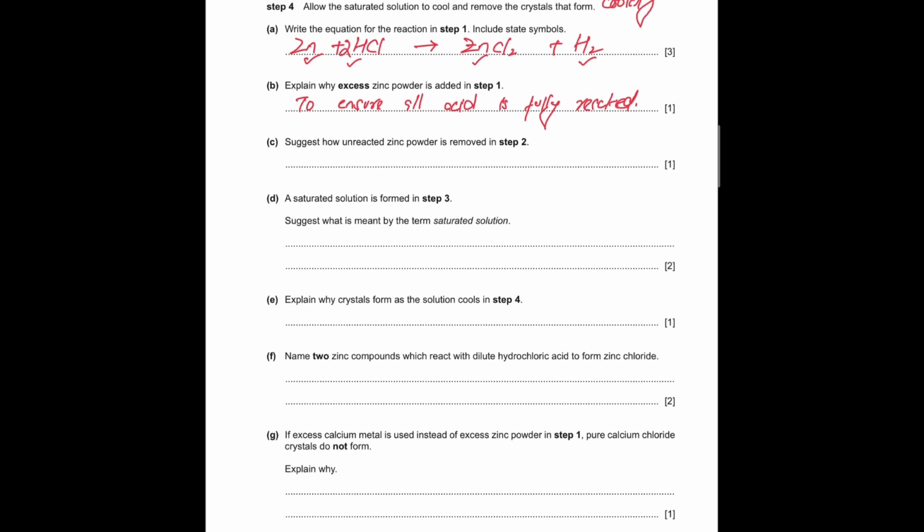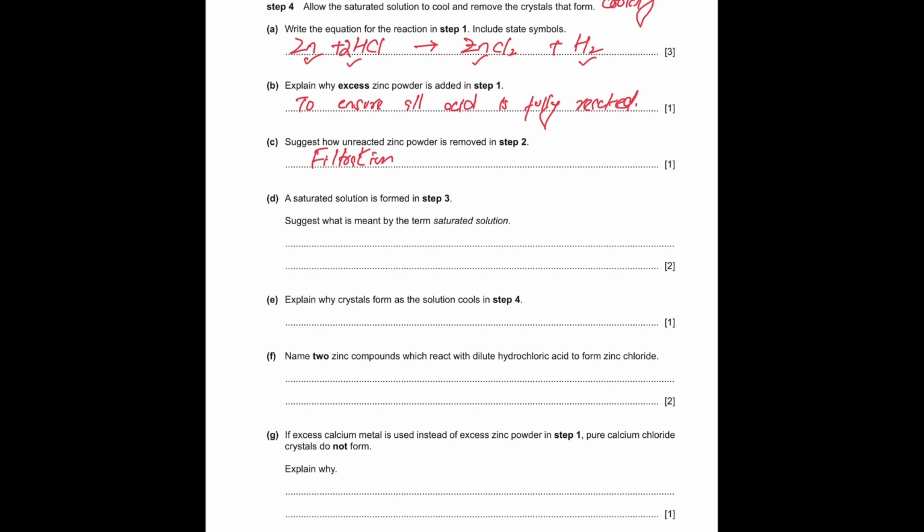Suggest why unreacted zinc powder is removed in step 2. So why should we remove this zinc powder? How is this unreacted zinc powder removed? You know that there is a process known as filtration to remove the zinc powder.